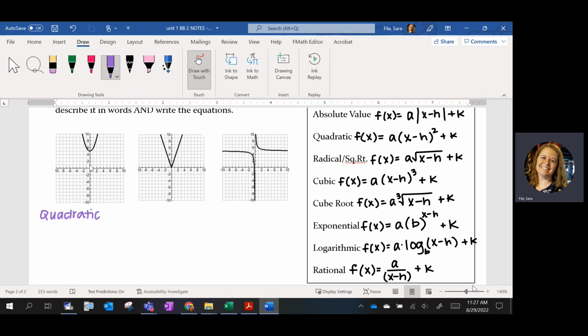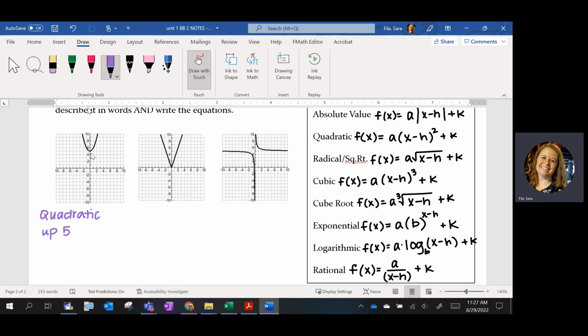How has it been transformed? It's shifted up, and that's at 5. Okay, so it's been shifted up 5. Has it been shifted left or right? No, because it's still on the y-axis. It's still symmetric about the y. Okay, still an even function. Has it been reflected? No. It's still opening up, so the a is not negative.